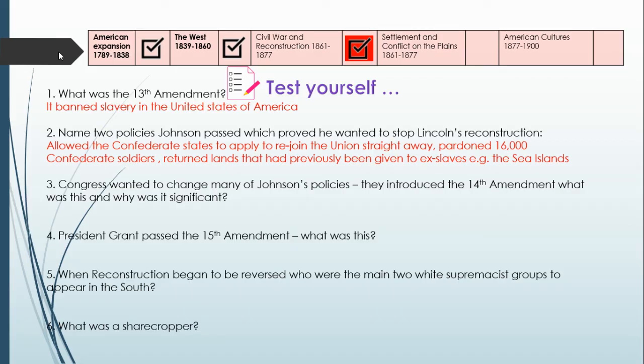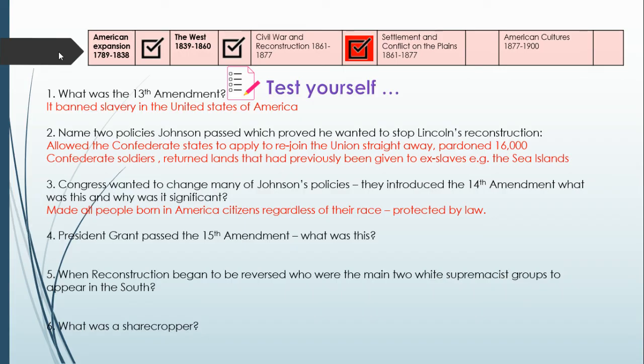Number 3, Congress wanted to change many of Johnson's policies. They introduced the 14th Amendment. What was this and why was it significant? So the 14th Amendment, remember, made all people born in America citizens regardless of their race. So it protects them by law.